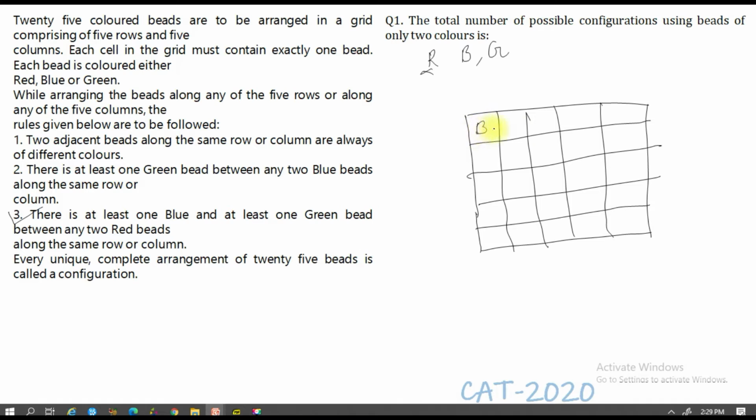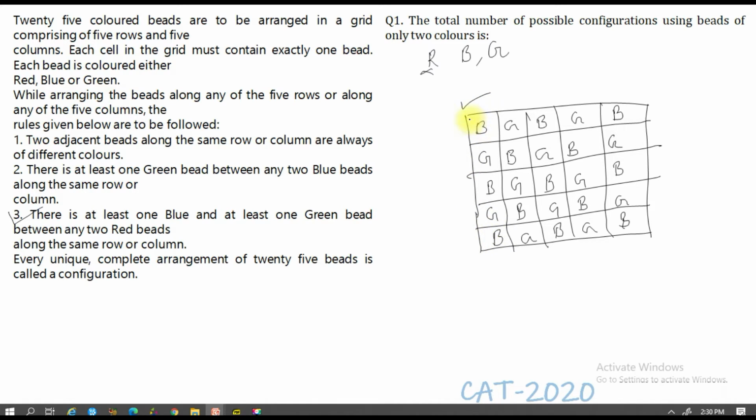So maybe I'll start with blue. 2 adjacent cells cannot be accommodated by the same color bead. So I'll put green here, blue here, green, blue. This would be green, blue, green, blue. Alternate cells will be filled by different colors. So this would be one of the arrangements, one of the configurations. Green, blue, green, blue, green, blue, green, blue, green, blue, green, blue. So instead of starting with blue, I could have started with green also. So this is the first configuration.